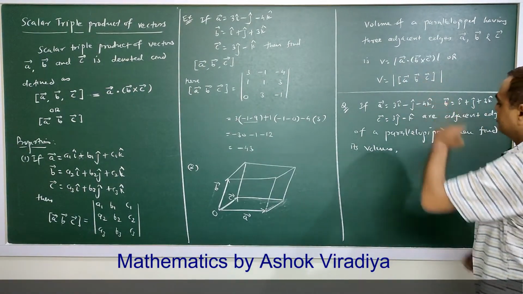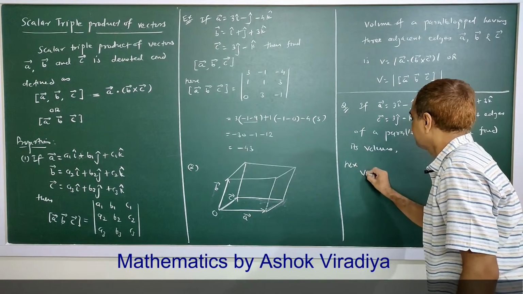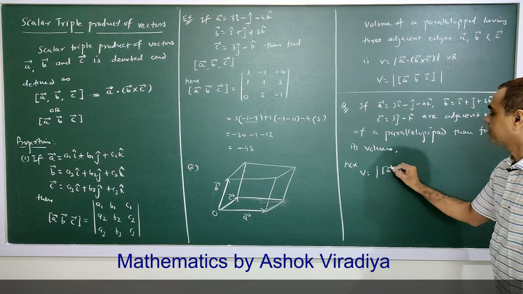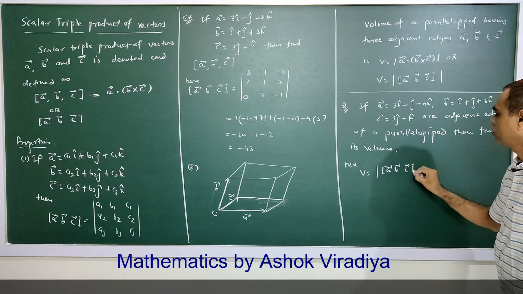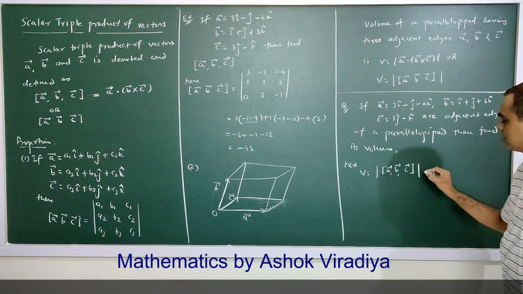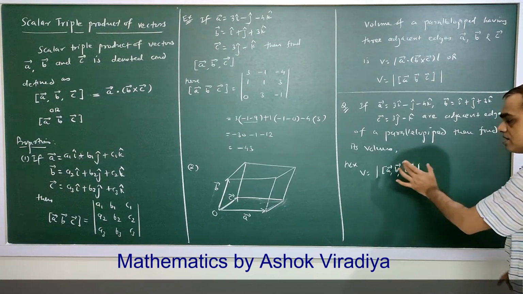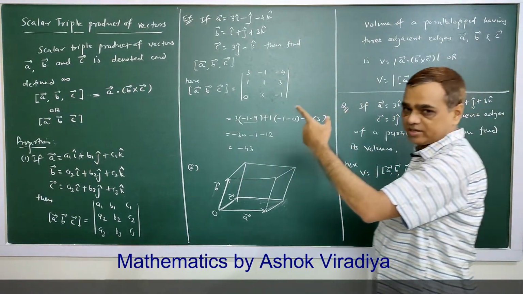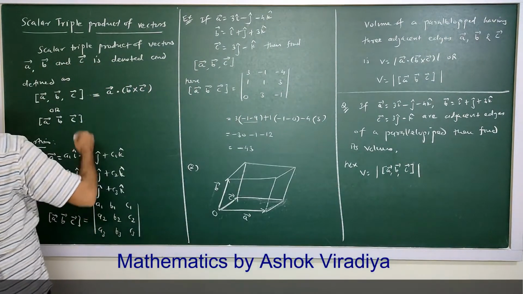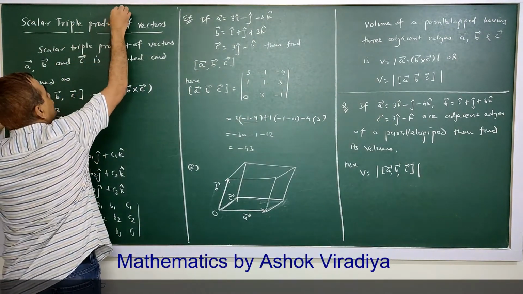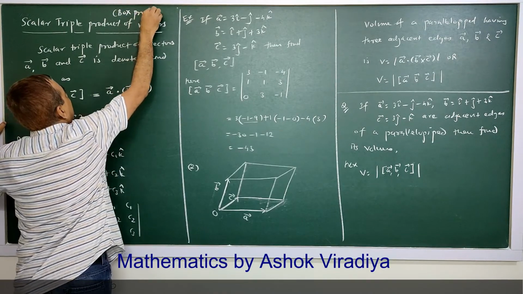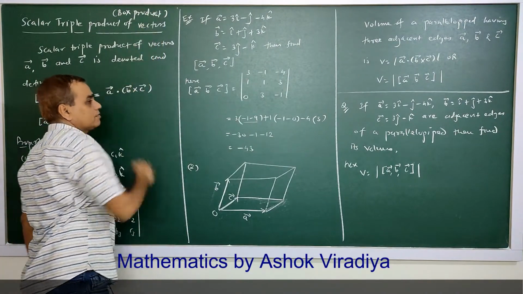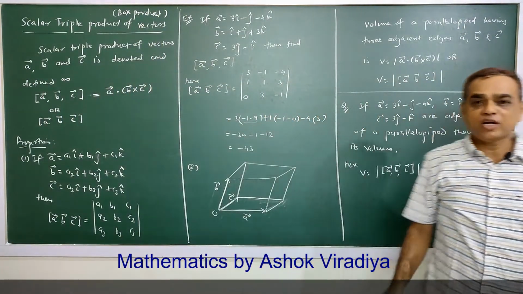So by this result, volume is the modulus of the box product of these three vectors. This is also said to be the box product, or scalar triple product, of vectors. I am also saying box product. So this is the formula.